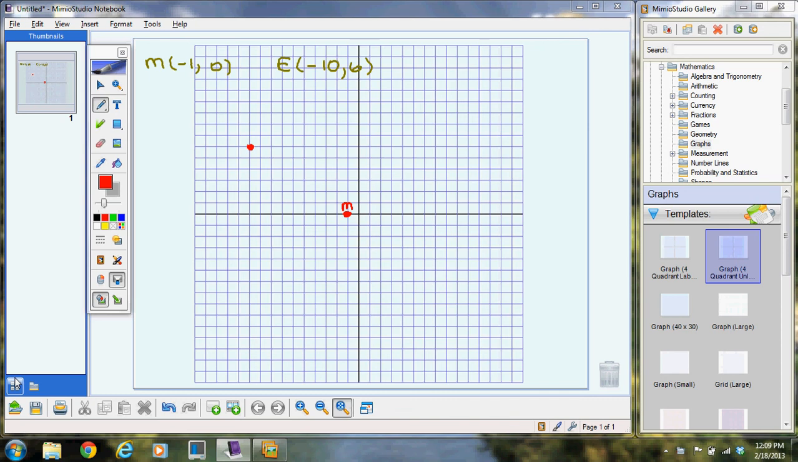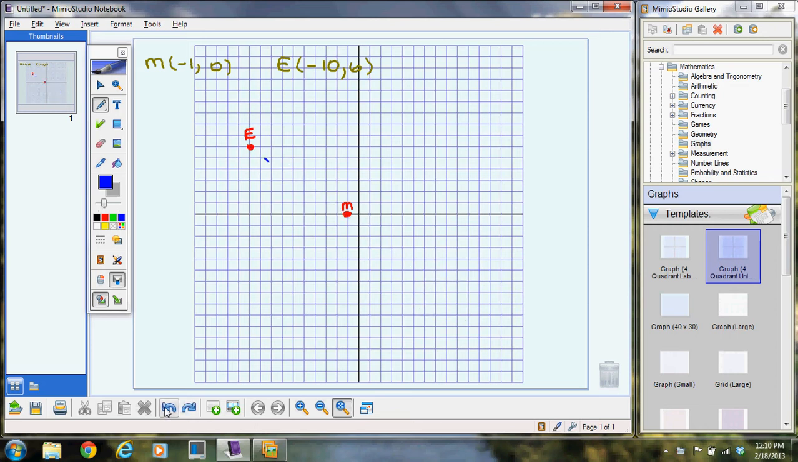Alright, let's look at a problem where they give you a midpoint and an endpoint. Now I've graphed these on the graph. My midpoint is at -1, 0, where I have the M. My endpoint is at -10, 6. Now what I'm looking for is the point at the other end of this line. So if I start at my endpoint, go through my midpoint here, somewhere down here, I'm going to have another endpoint, and that's what I'm looking for.